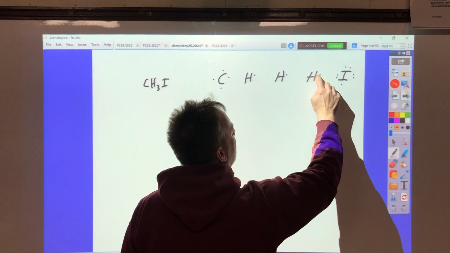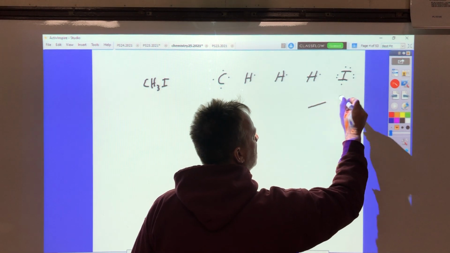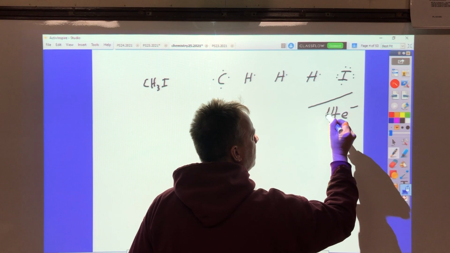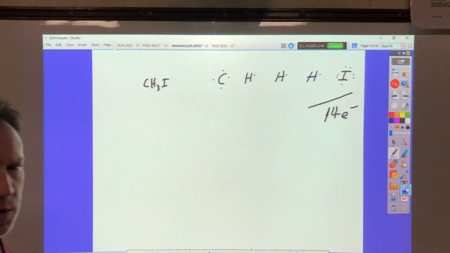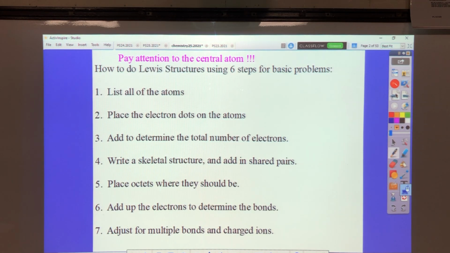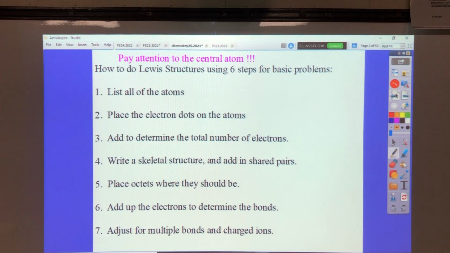There's 7, 8, 9, 10, 11, 12, 13, 14. Total is 14 electrons. Then you pick a central atom and write a skeletal structure and add in shared pairs. I've kind of got multiple steps there.